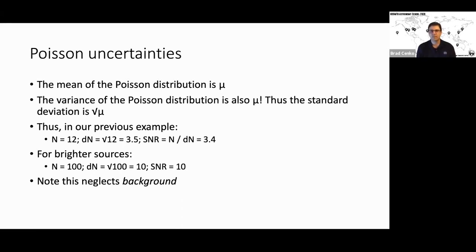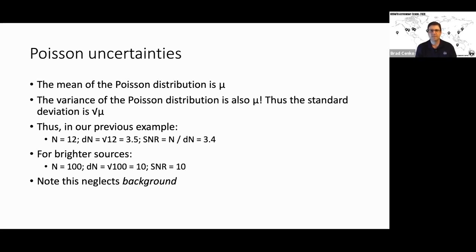You can see if you run through this in a couple of different examples that for brighter sources, the signal to noise ratio increases quite rapidly. So if we just increase the source count rate up to 100, the uncertainty goes down to 10, and the signal to noise ratio goes up to 10. And so brighter sources have much higher signal to noise ratios than fainter sources. Fainter sources, you often see low signal to noise ratio because of this Poisson square root standard deviation.